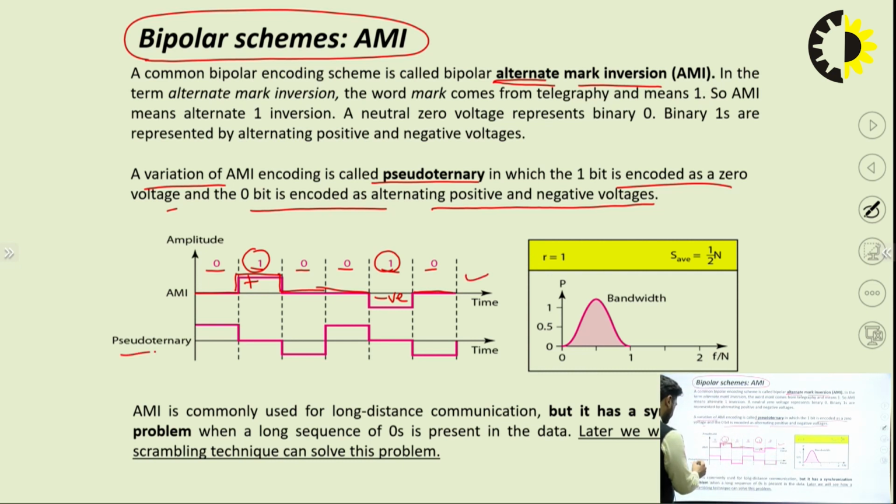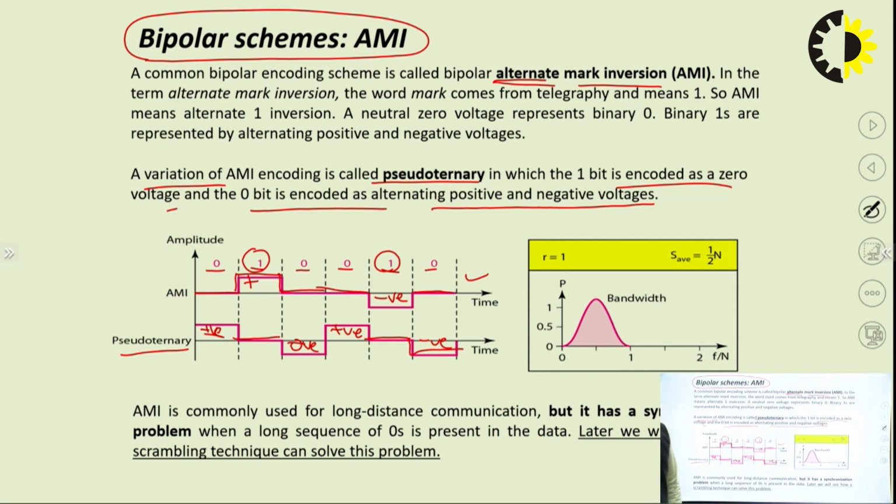In the pseudo-ternary case, 0 will be represented as a positive voltage. Here you can see 0 is represented as a positive voltage, and 1 will be represented as a 0 voltage. Now when the next 0 comes, we have to invert the last polarity, that is positive, so it will be negative. Again 0 is coming, it will become positive. For 1 it will be represented as a 0, and 0 again will be negative.